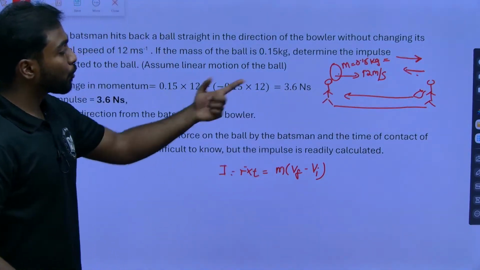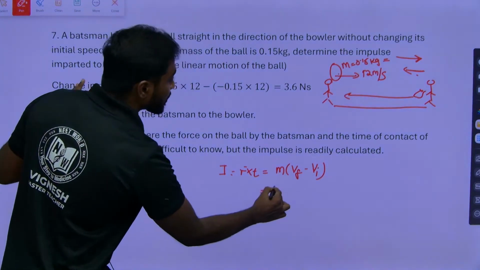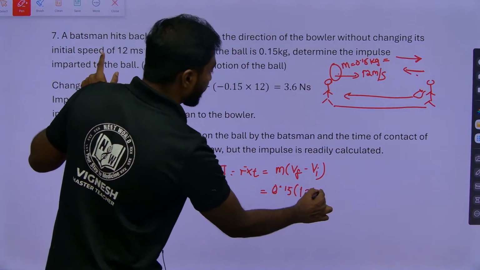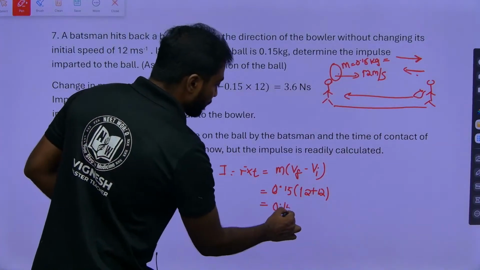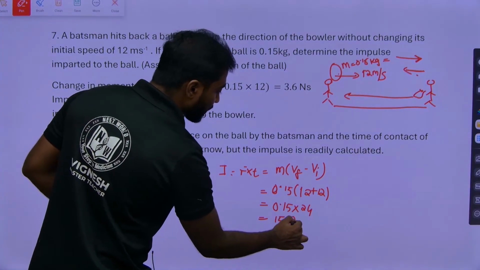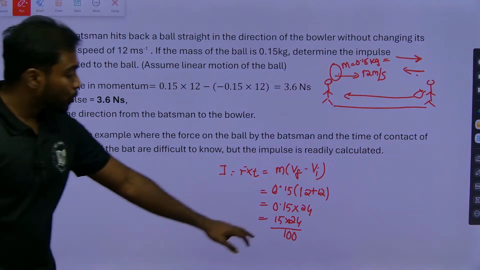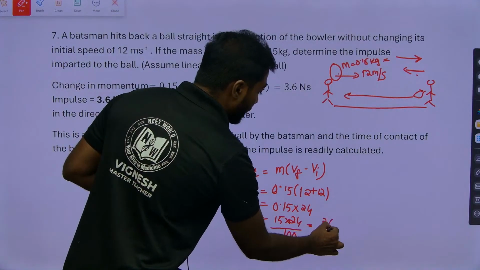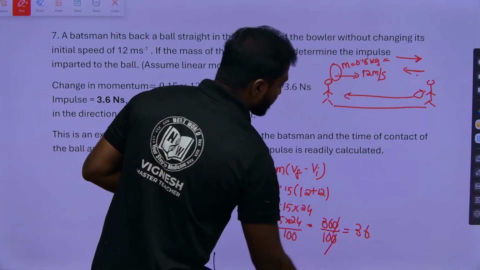When we are doing that, the velocities will add up. So the mass is 0.15 and the velocity will be 12 plus 12, that is 24. So it is 0.15 into 24, which I can say is 15 into 24 divided by 100. 240 plus 120, so 360 divided by 100 will be 3.6.